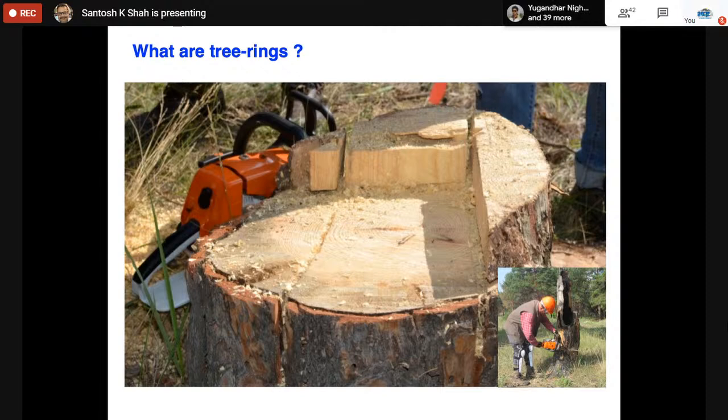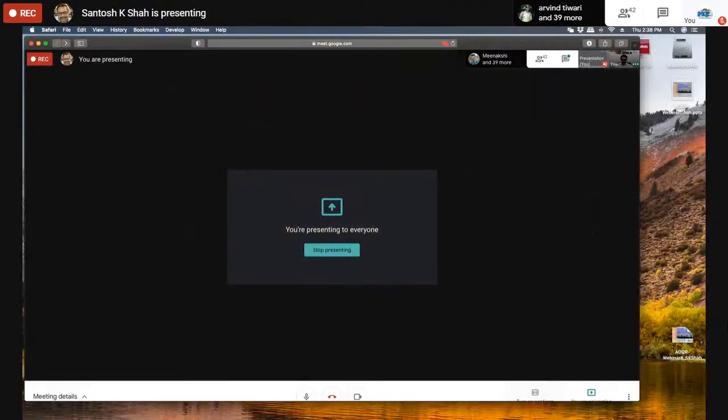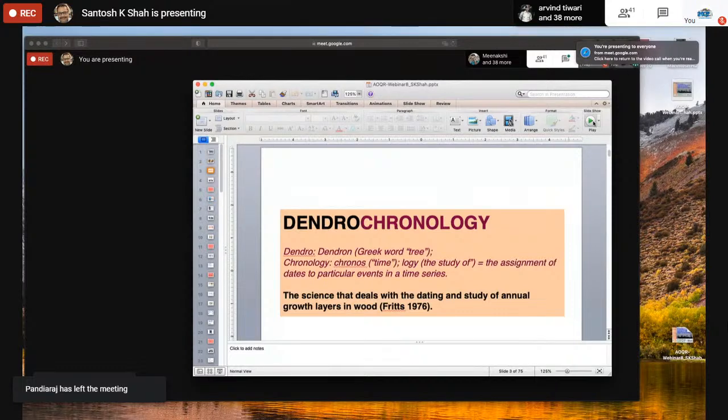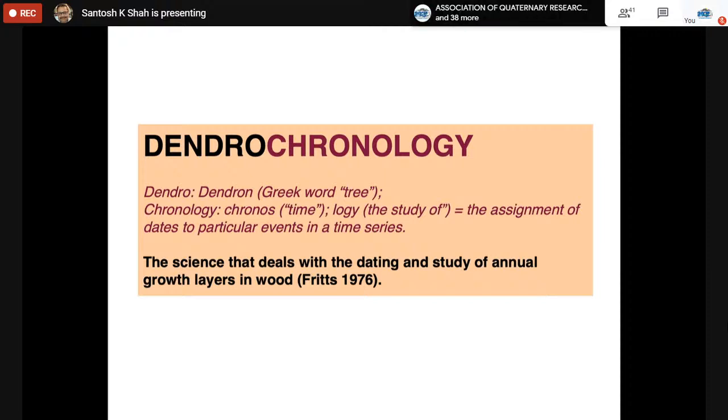Let me go further. The branch of science that deals with the study of these kinds of tree rings is called dendrochronology. Dendrochronology comes from two different words. One is dendron, from the Greek word for tree, and chronology, which every paleoclimatologist knows: chronos means time, and logy the study of. That means the assignment of dates to particular events in a time series. That is the science of dendrochronology.